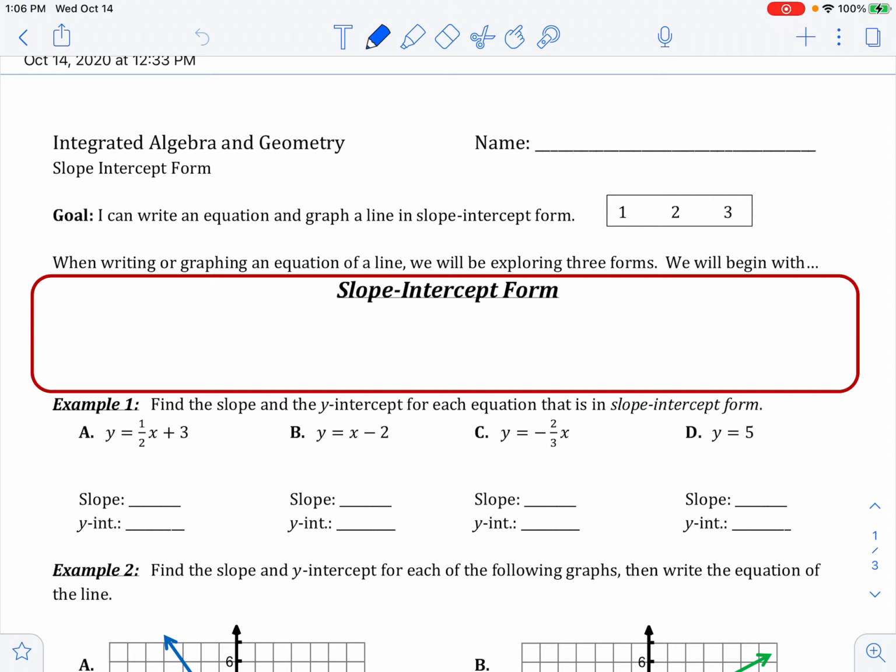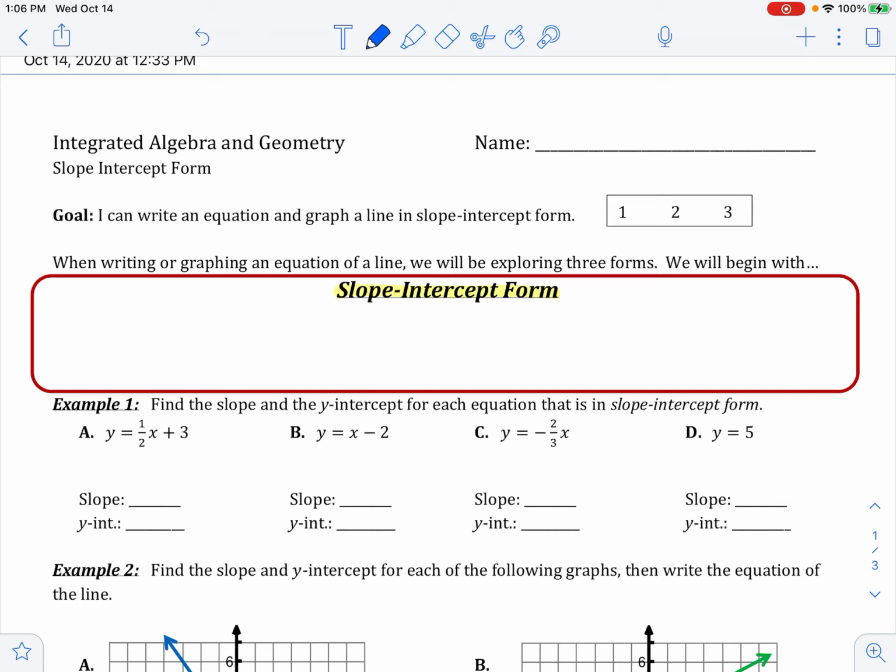Okay, so let's first talk about what slope-intercept form is. When writing or graphing an equation of a line, we will be exploring 3 different forms. We are going to begin with slope-intercept form, which is the one that you guys have seen the most in your lives. I personally do not believe it's the most important one, because I teach pre-calc and I know that point slope is used a lot more, but we'll do point slope in the next set of notes.